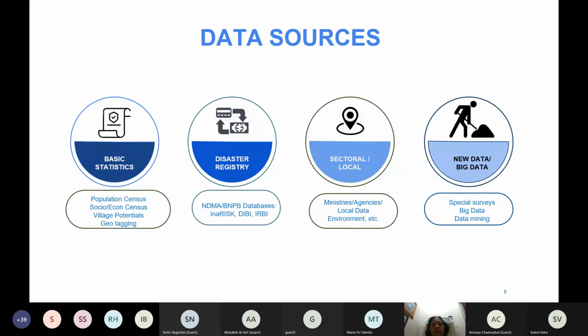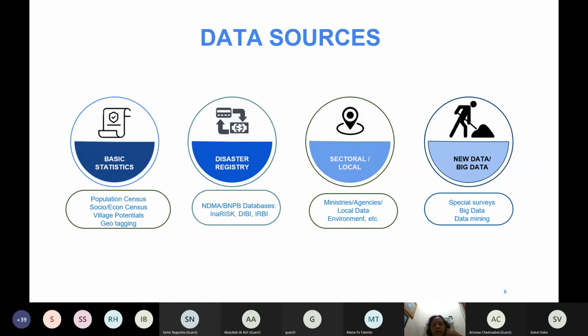And for the village potential data, we already have the information related to all the infrastructure in all parts of Indonesia. In every district, we already know the number of schools, the number of houses, the number of medical centers, and also the economic activity and economic facilities. We already have the information, also the geotagging for it.